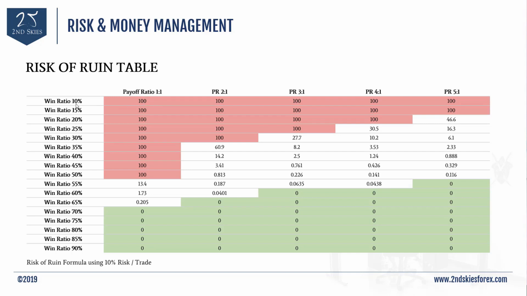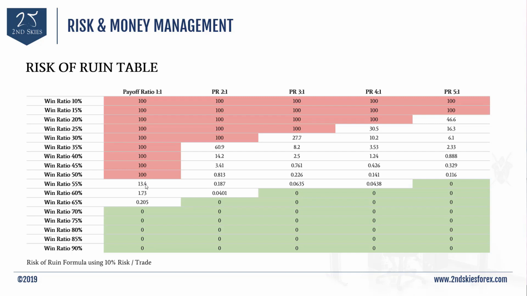And if you look, 10%, 15%, 20%, 25%, 30, 35, 40, 45, 50, all the way up to 50%. If you are anywhere between 10 and 50% accurate and you're risking 1 and gaining 1 every time, so risking 1,000 to gain 1,000, risking 100 to gain 100, you have a 100% chance that you will blow up your account.